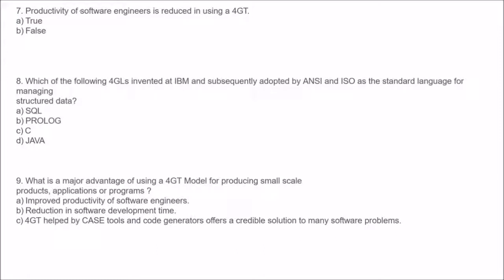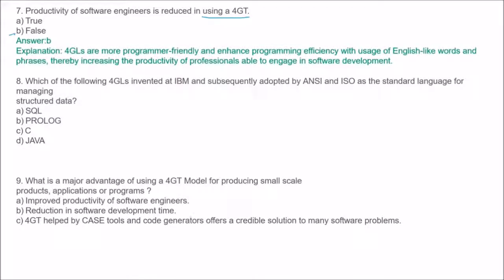Then we have the next one: productivity of software engineers is reduced in using 4GT. This is false, because 4GLs are very programmer friendly and they enhance programming efficiency with the usage of English-like words and phrases. Thereby they increase the productivity of professionals engaged in software development. So productivity of software engineers is not reduced but enhanced in using 4GT.